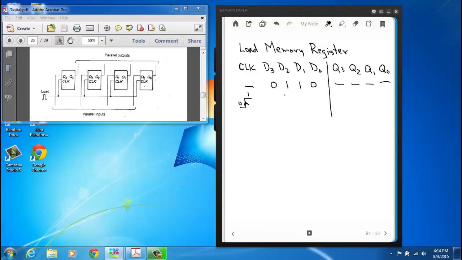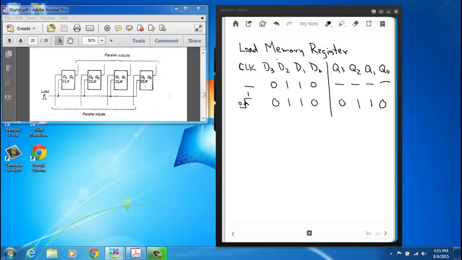So our outputs are going to stay 0, 1, 1, 0, and at the time of that 0 to 1 clock transition, Q3 equals D3, makes it a 0, Q2 equals D2, which is a 1, Q1 equals D1, which is a 1, Q0 equals D0, which is a 0.